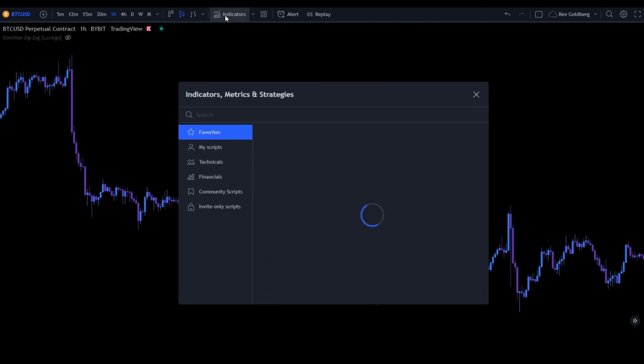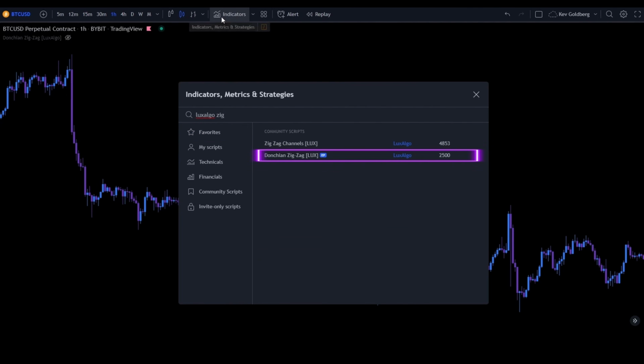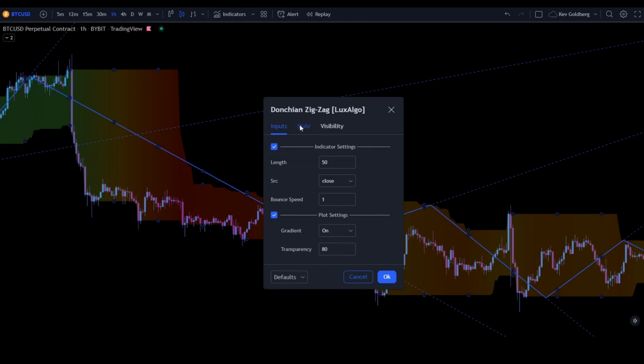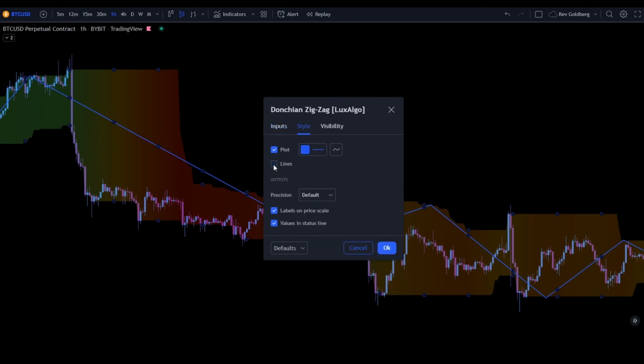First, go to TradingView, search for Donchian Zig-Zag by LuxAlgo, and add this indicator to your chart. Now we are going to change the settings from our indicator. Go to the settings, open the Style tab, and uncheck the box Lines. Now let's take a look at our trading rules.